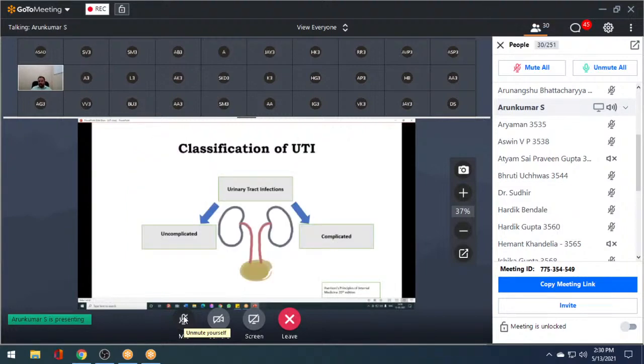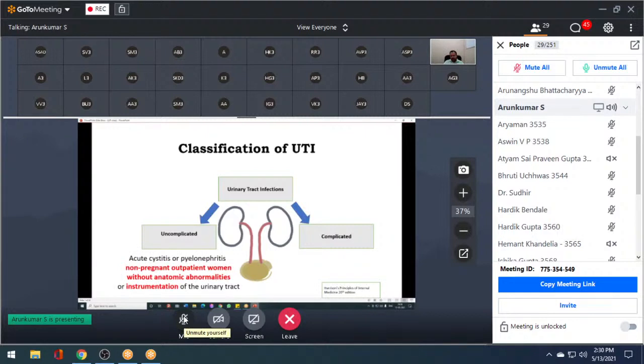Another classification of UTI is whether they are complicated or uncomplicated. So what are uncomplicated UTIs? Apart from these, all are complicated. Uncomplicated UTI means it can be either an upper or lower urinary tract UTI, that is, the patient can have either a cystitis or pyelonephritis. Both can be uncomplicated if it happens in a non-pregnant outpatient woman. That means if the female patient is pregnant, it becomes complicated. If the female patient needs admission, it becomes complicated. So if they are being treated on an outpatient basis and the female patient is not pregnant, then it is uncomplicated.